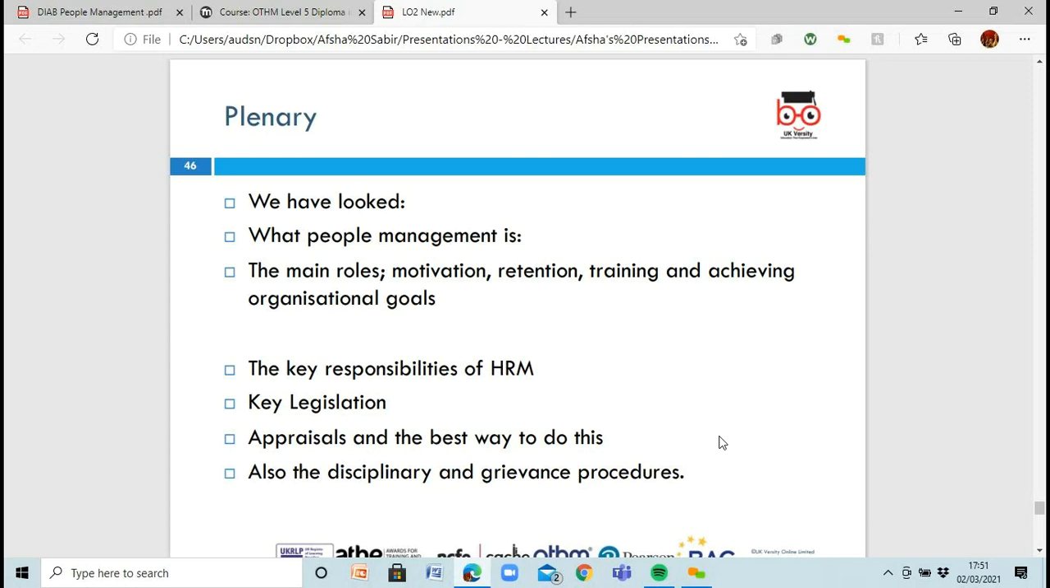So in total, today, we've covered a few learning outcomes. We looked at people management, and the main roles within people management: motivation, retention, training, and how you can work towards your goals. We looked at human resources and their key responsibilities. We looked at legislation, things like the tribunals, the Employment Act and the Equality Act. We looked at the ways to do appraisals and what the best way is. And then we briefly looked at disciplinary and grievance procedures. These are the learning outcomes we've done today.